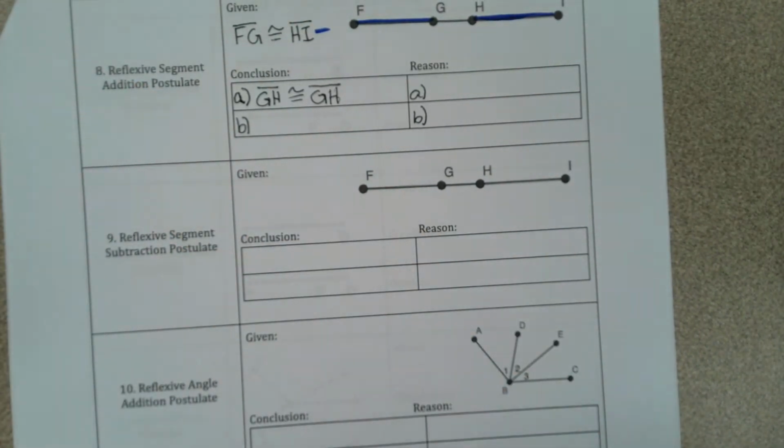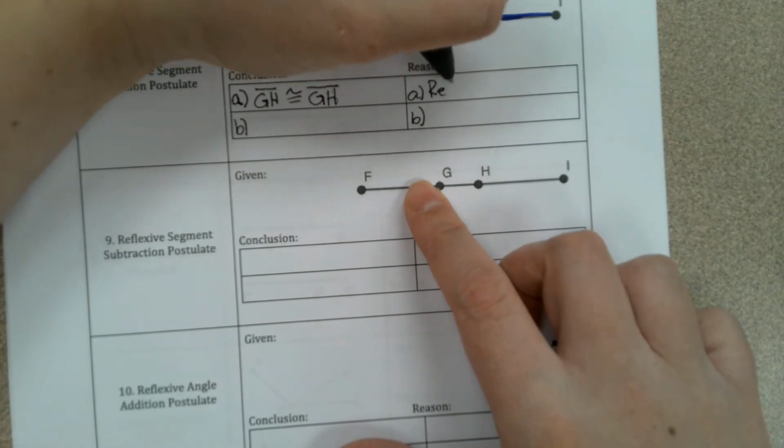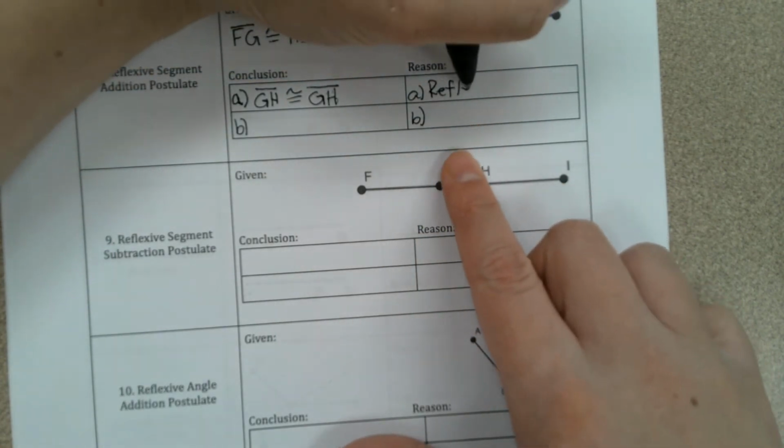Reflexive just means related to itself. It's the same thing as pointing out that 1 equals 1. It's like an obvious thing, but there's a reason why we have to do it. So our reason here is reflexive.